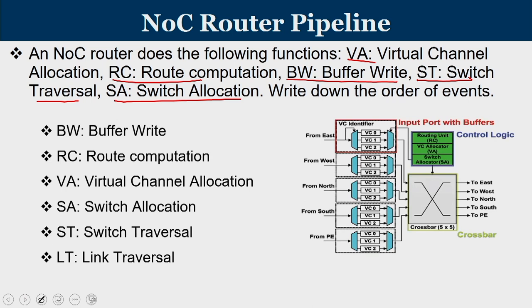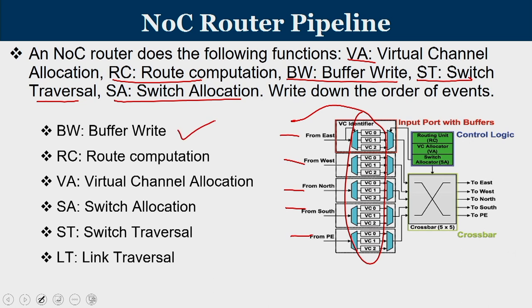So, this is the internal architectural diagram of an NOC router. In a two-dimensional mesh NOC, each router is connected to four of its neighboring routers, and there is a link that connects to the local processing element. The flits will travel through these ports and reach these virtual channels. These are called buffers. So, buffer write is the first operation that happens.